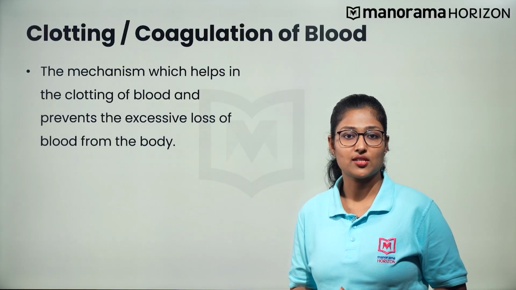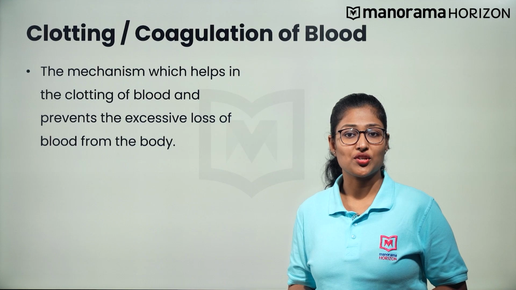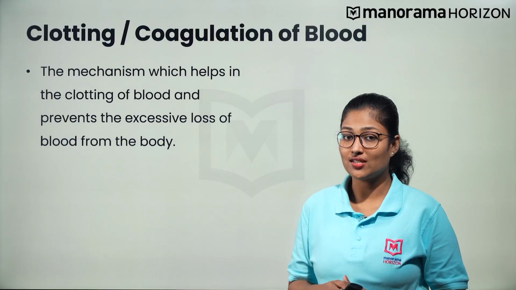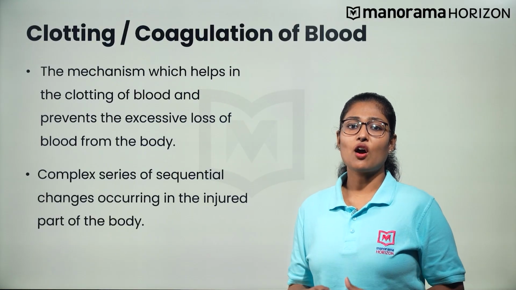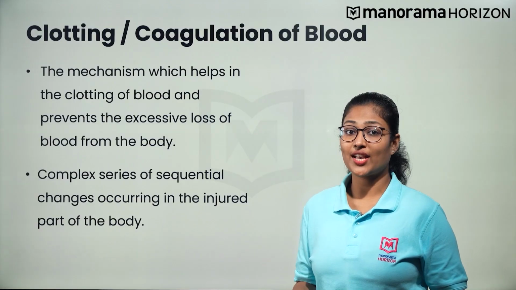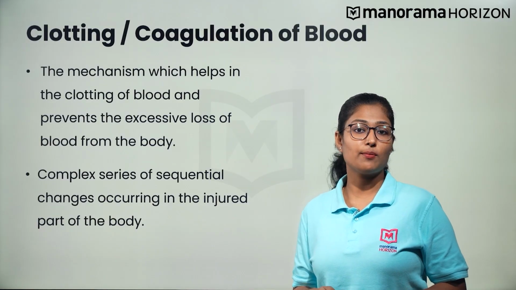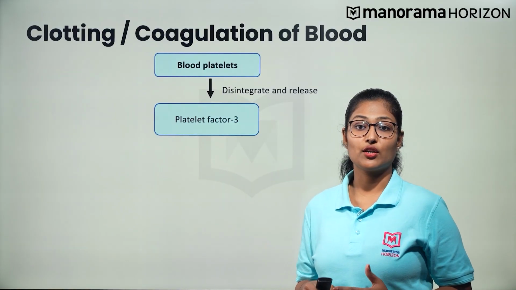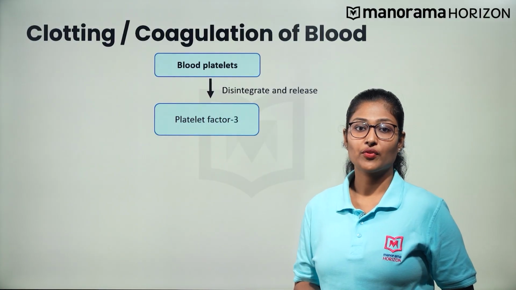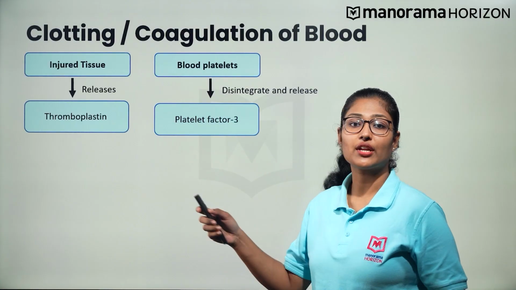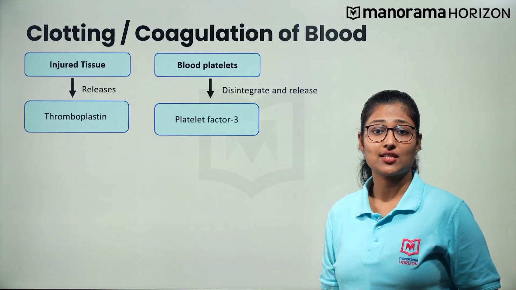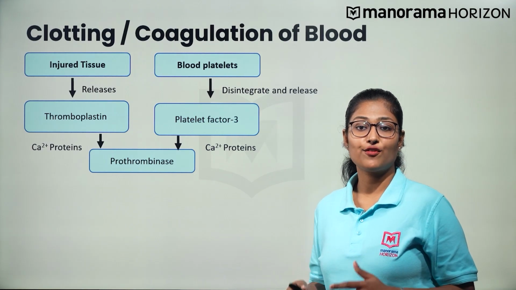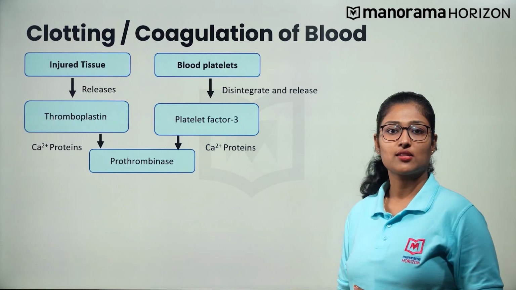So what are fibrins? To explain this question, we should focus on the mechanism of blood clotting and its associated terms. It is a complex series of sequential changes occurring in the injured part of the body. Platelets stick to the damaged tissues and release a phospholipid known as the platelet factors. The cells present in the injured region also secrete another factor named thromboplastin. These factors combine with calcium ions and form an enzyme named prothrombinase.